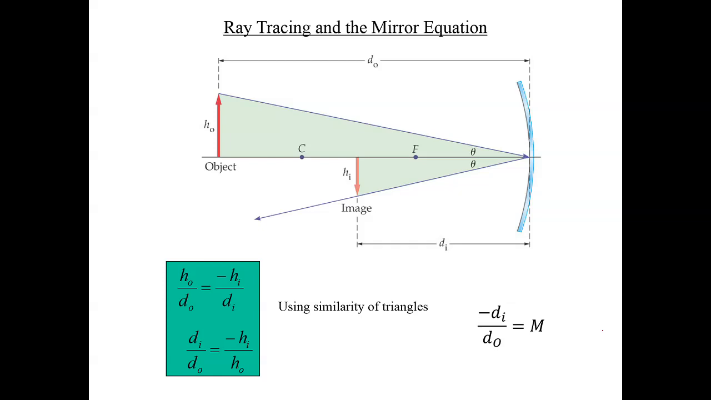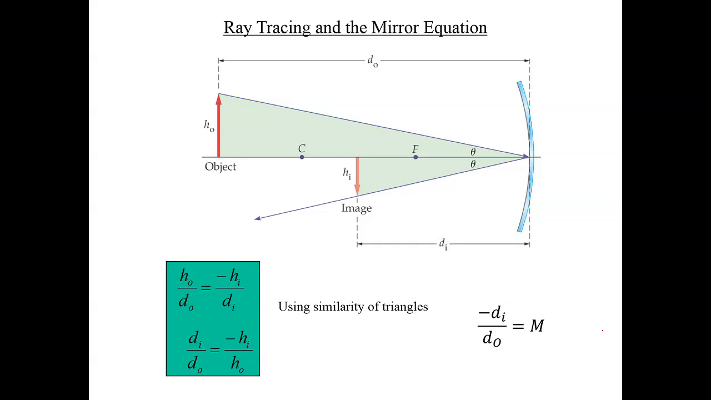Welcome back. So in our last class, we learned about the idea of image formation, and we found out how to use ray tracing to sketch what is happening in spherical mirrors. What we ended on last time was that we found out that the magnification of an image was equal to the negative of the distance of the image divided by the distance of the object.